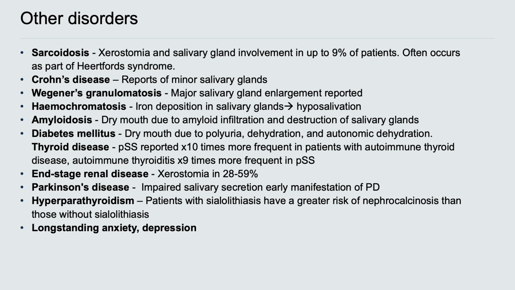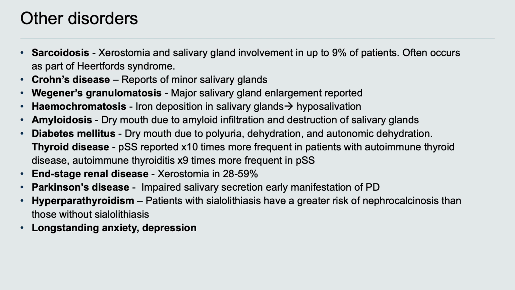In patients with thyroid disease, primary Sjogren's syndrome has been reported to be 10 times more frequent in patients with autoimmune thyroid disease, and autoimmune thyroiditis has been found to be 9 times more frequent in primary Sjogren's syndrome. Xerostomia has been reported in 28 to 59% of patients with end-stage renal disease. Impaired salivary gland secretion has been documented as an early manifestation of Parkinson's disease. In those with hyperparathyroidism, patients with sialolithiasis have a greater risk of development of nephrocalcinosis than those without sialolithiasis.